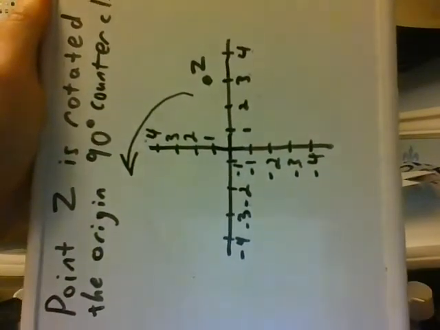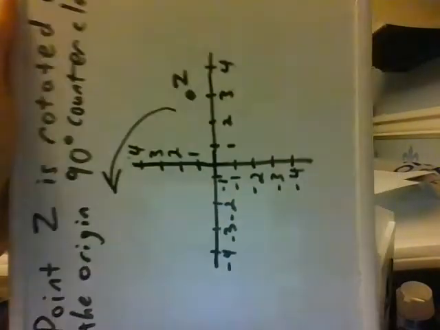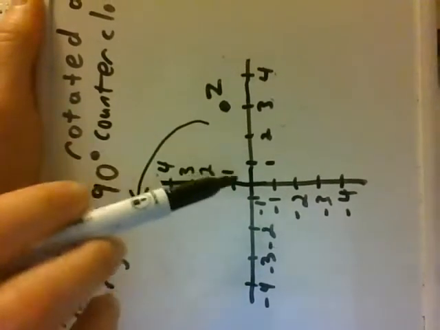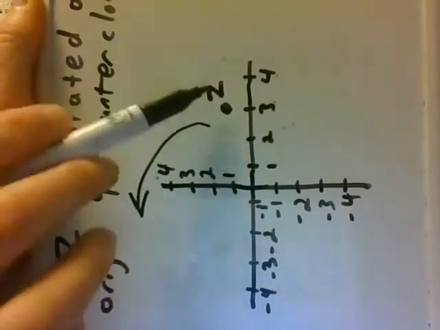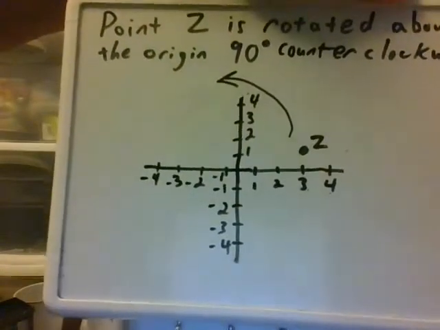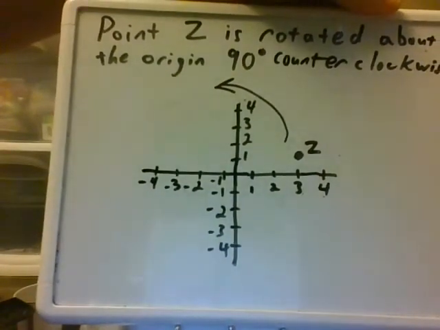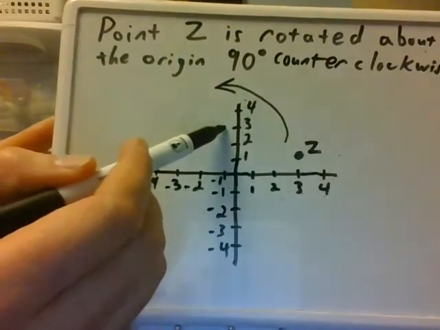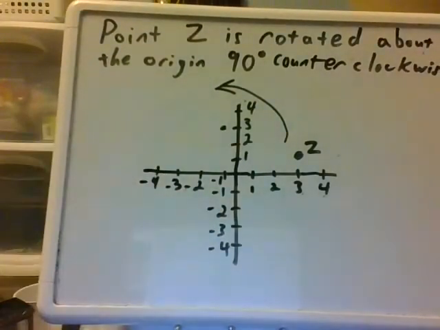Now, where is that? Well, this would be your answer on your multiple choice. It would be right here. Now, it's now 1 to the left and 3 up. So, it would be right here. That's where it would be if it was counterclockwise, 90 degrees.